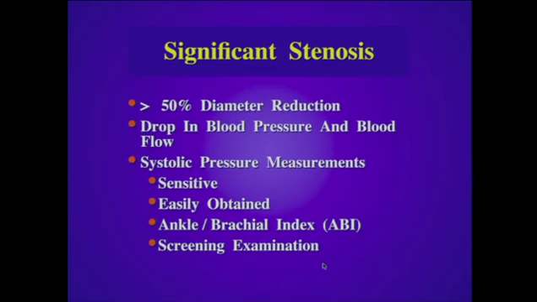In vivo and in vitro tests have shown that one can identify a significant stenosis by determining a greater than 50% diameter reduction. We identify this as a drop in blood pressure and blood flow across the lesion. And we can detect these stenoses with systolic pressure measurements such as the ankle brachial index. These are easily obtained, very sensitive, and are very valuable as a screening examination for peripheral arterial disease.